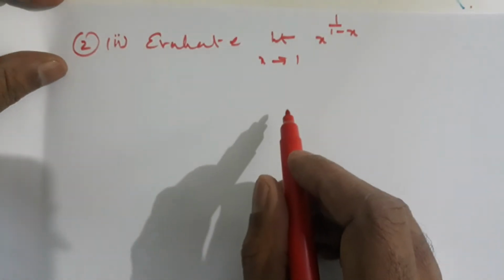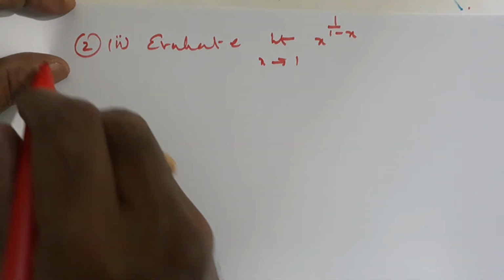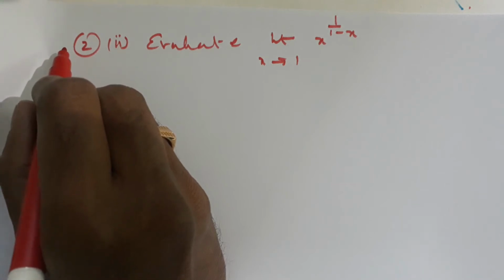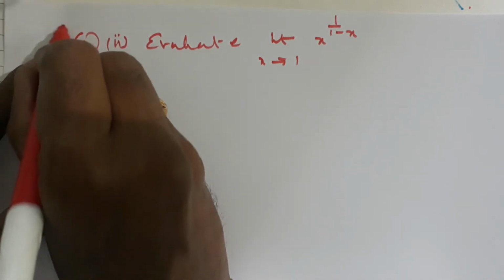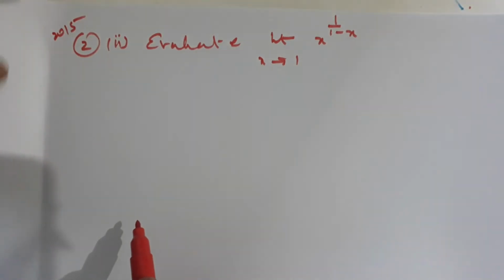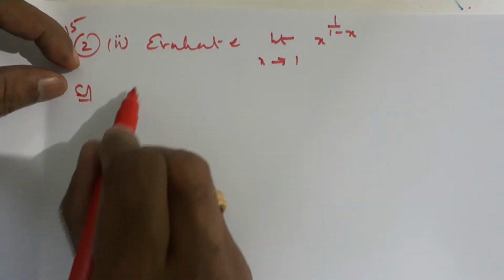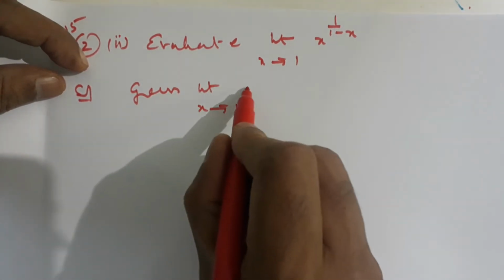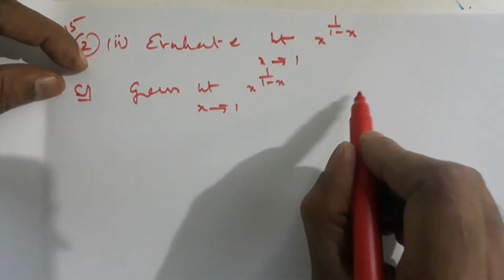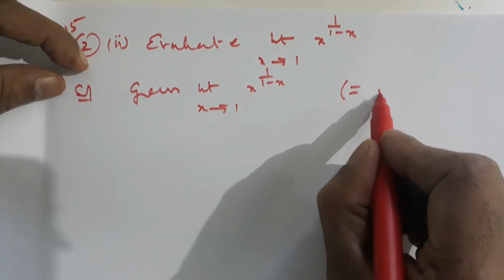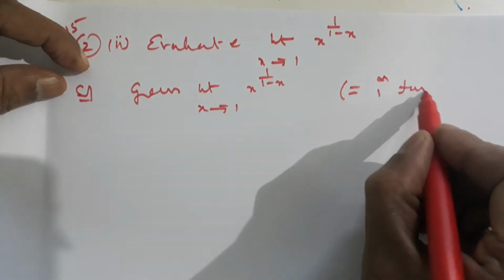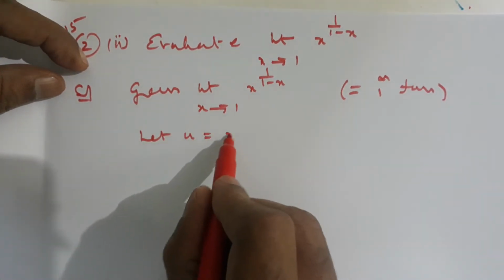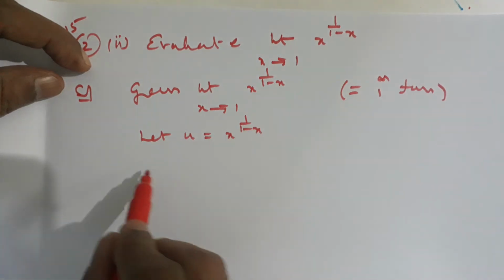Right, this is the problem, and this problem is in 2015. They are given a 2015 problem. So let us see the solution. Given limit x tends to 1, x to the power of 1 by 1 minus x, it is of 1 to the power of infinity form. Let u is equal to x to the power of 1 by 1 minus x.